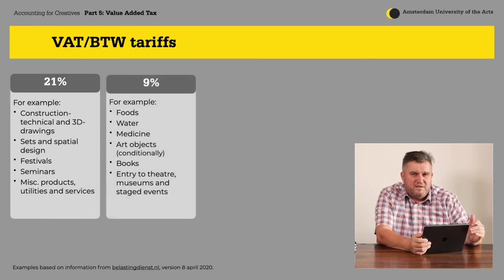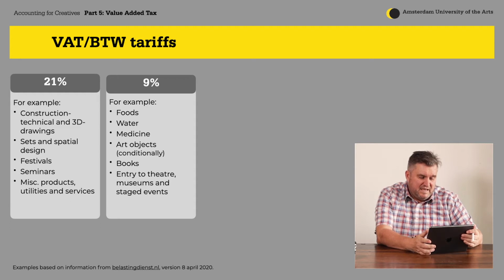And then we have a low rate, which is for basic goods, and it has to be mentioned on the website of the tax authority that you are allowed to only calculate 9%. And examples are foods, medicines, art objects, books, all things that are considered to be basic goods for people.